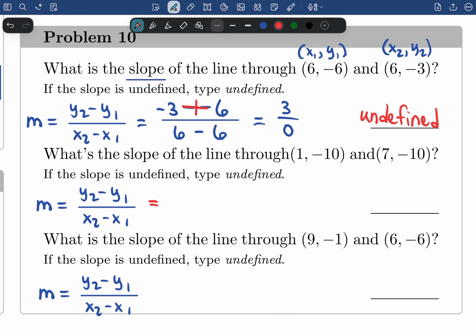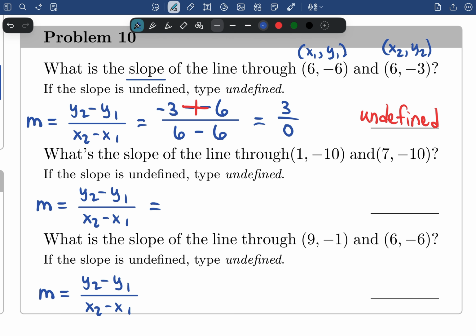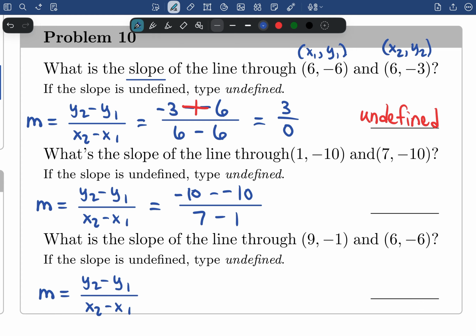Well, y2 minus y1 for this case is negative 10 minus negative 10. So I'll write that out. Negative 10 minus negative 10. And then x2 minus x1, that's 7 minus 1. Now, I see a double negation, so I'm going to turn those two minus signs into a big plus sign and continue. Negative 10 plus 10 is 0, and that's divided by 7 minus 1, which is 6.